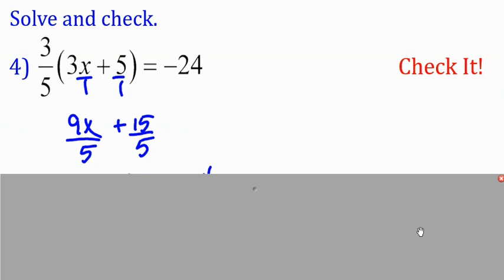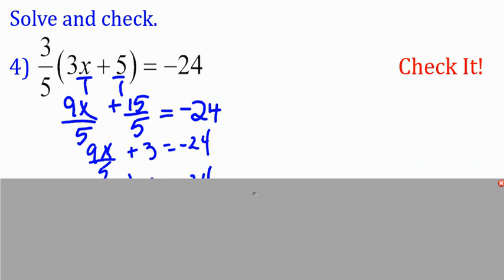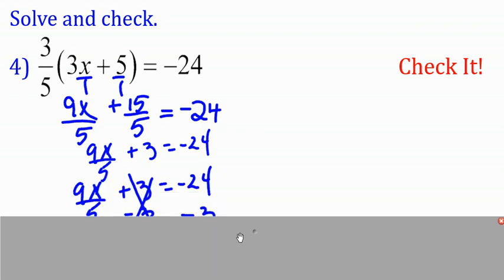Now, if we want to think about each of those pieces, see if we can simplify them. 9 and 5 do not have any other common factors other than 1, so that's simplified there. But 15 and 5, we could divide out a 5 from each of those, which would give us a 3. So to continue simplifying, we would subtract 3 from each side of our equation, which would give us 9/5 x, or 9x over 5, equaling a -27.